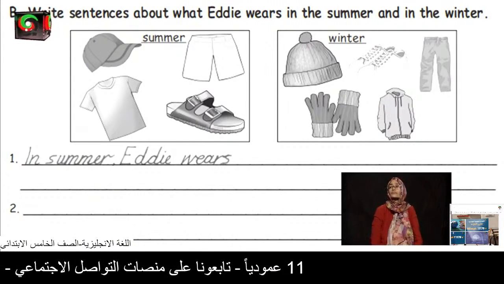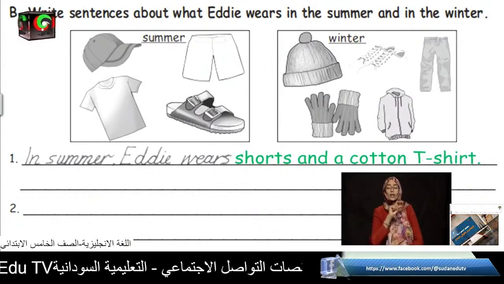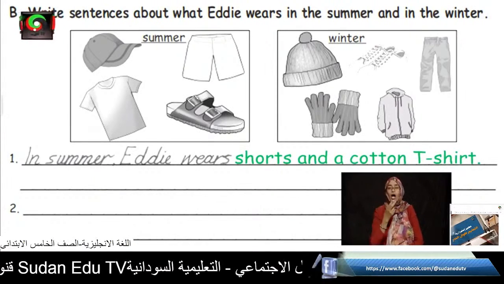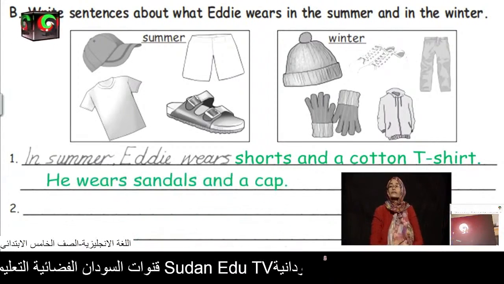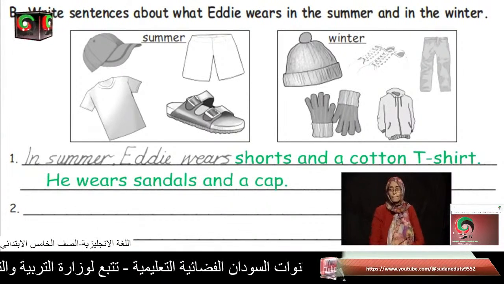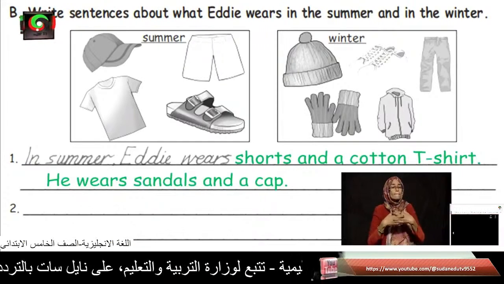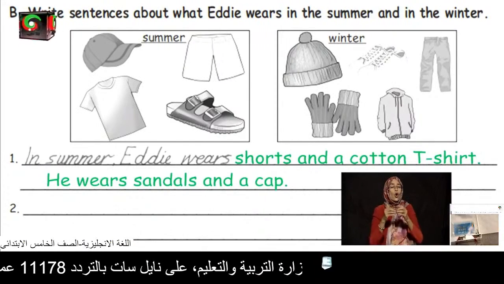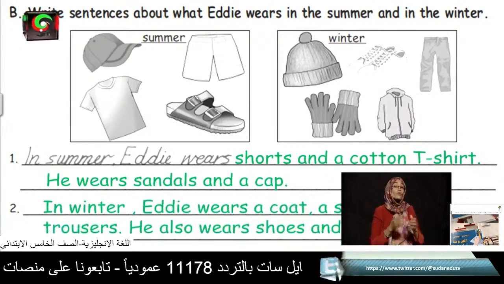Let's see your answers. Yes. In summer, Eddie wears shorts and a cotton t-shirt. He wears sandals and a cap. When we say a cotton t-shirt, that means this t-shirt is made of what? Yes, you're right. It's made of cotton. Well done. Excellent. Let's move to number 2.